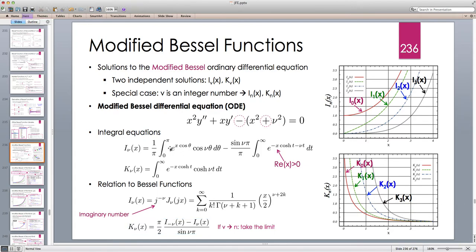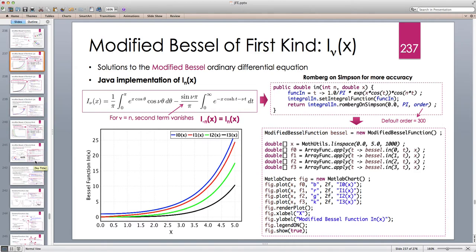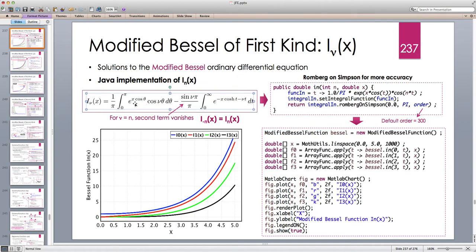after x greater than 5 or 6, it basically becomes 0. All right, so how do we numerically implement these modified Bessel functions? As I mentioned, the first approach is to implement the integration. It's very easy to do for integer index, when nu is an integer, because the second term, which has an improper integral, vanishes. Then we end up with a very simple proper integral, 1 over pi, from 0 to pi, e to the x cosine theta, cosine n theta, d theta.